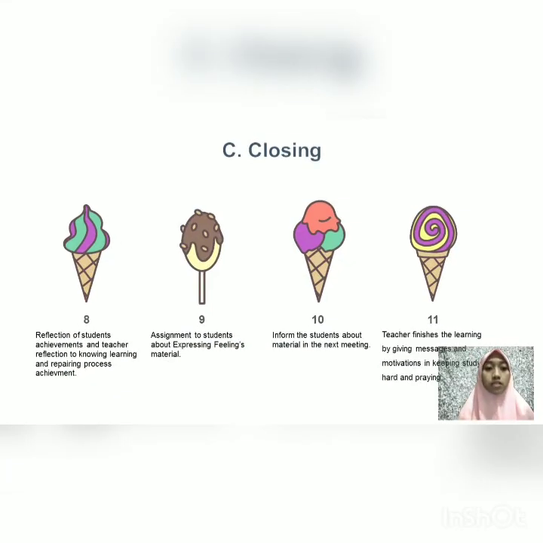And then closing. The first is reflection of student achievements and teacher reflection to know the learning and preparing process achievement. Next is an assignment to students about expressing feelings material. Then inform the students about the material in the next meeting. And the last is the teacher finishes the learning by giving a message and motivation to keep studying hard and praying.